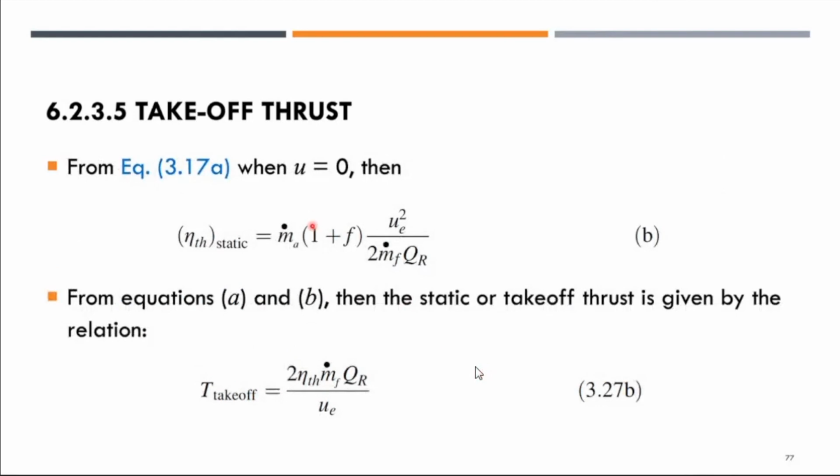From equation 3.7A, when U is equal to 0, because during takeoff the airspeed is 0, you only have the exhaust velocity, the exhaust speed. Okay, so it can be expressed here. From equations A and B, the static or takeoff thrust is given by this relationship. So you know the thermal efficiency as static. This is the expression. So you combine A and B, and you can then get the takeoff thrust for the aircraft in terms of 3.27B.